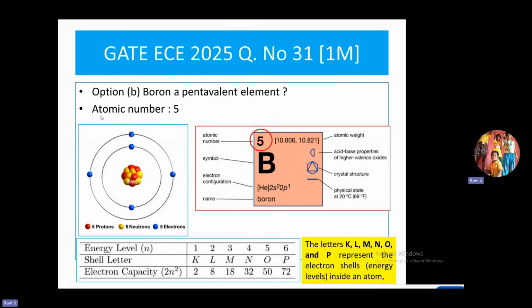So we can say that only 3 electrons are there in the outermost orbit. So it is a trivalent impurity, not a pentavalent impurity. So boron cannot be used as a N-type dopant, whereas it can be used as a P-type dopant, where trivalent elements are preferred. So option B is incorrect.